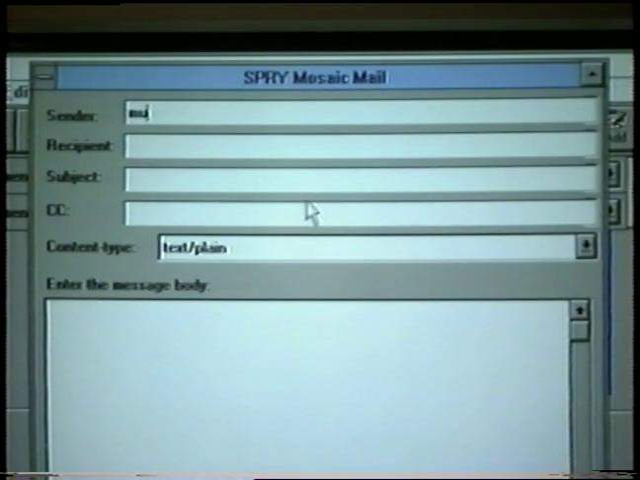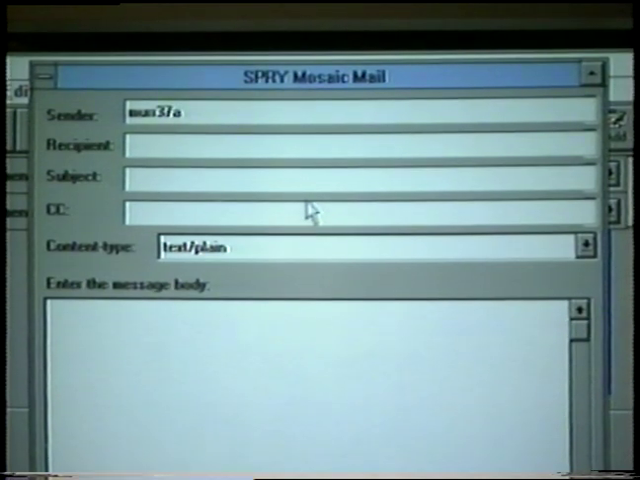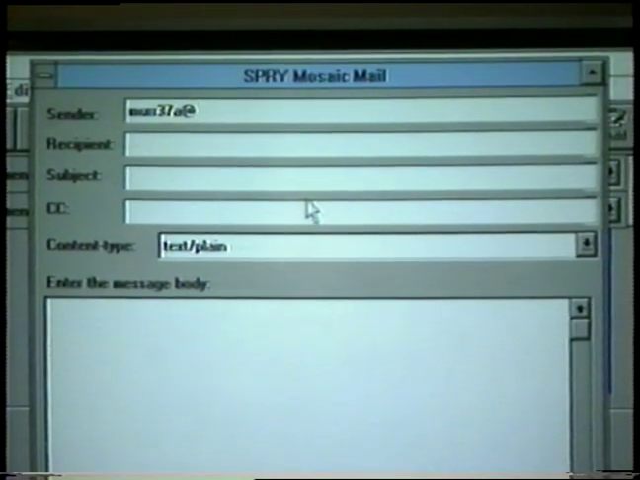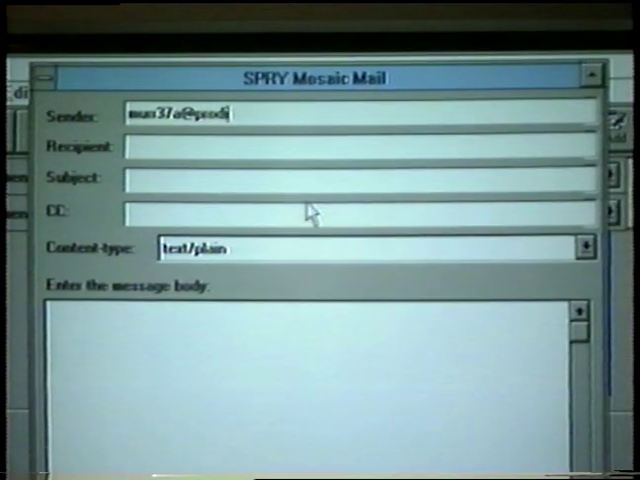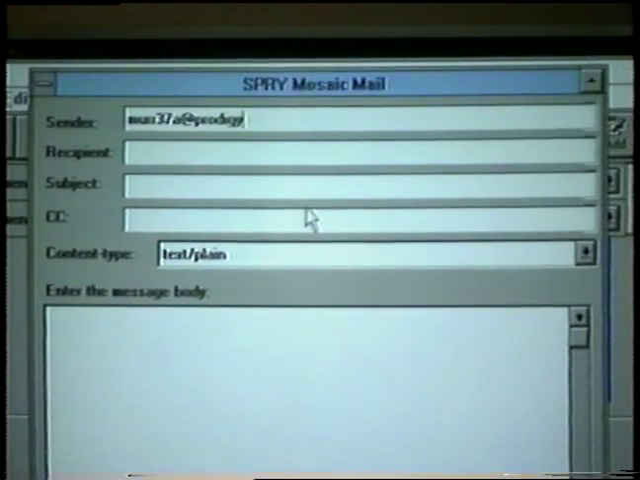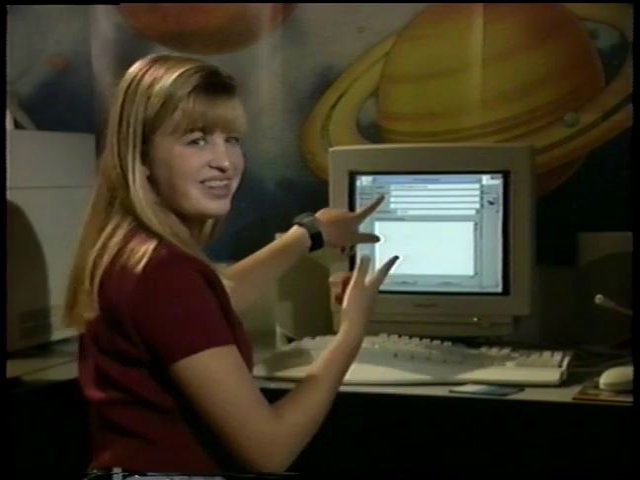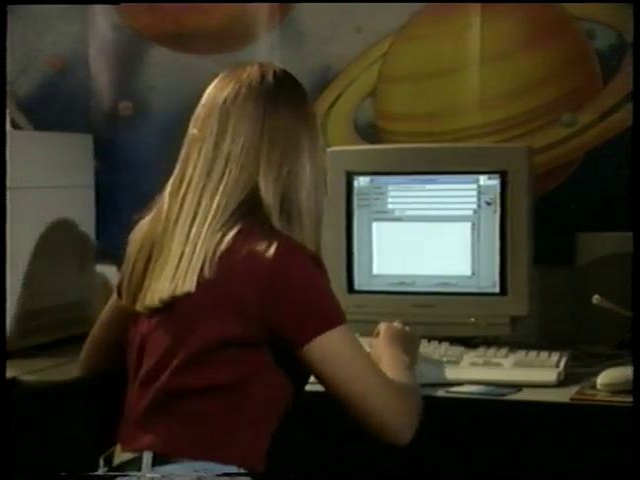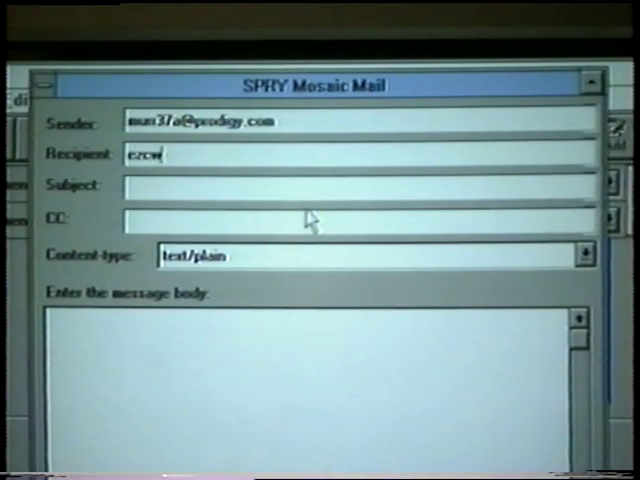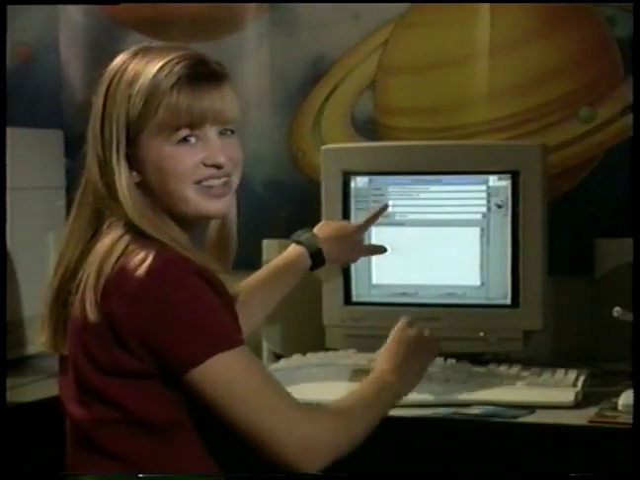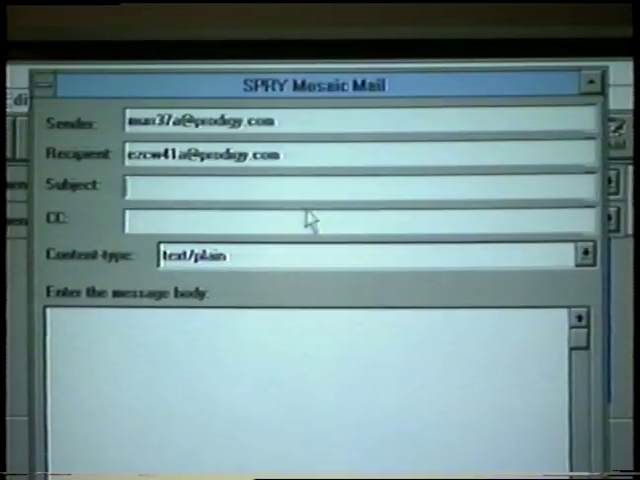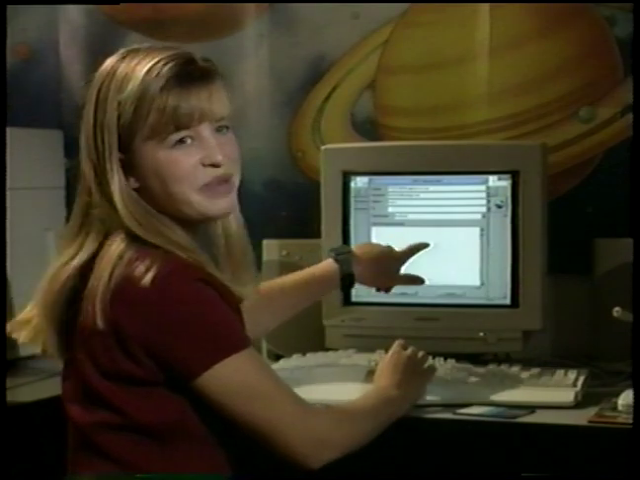Okay, I'm writing out my name. Okay, this is where I type in the address that I'm going to send to the person. And I'm sending it to one of my friends. And right here is where I put the subject of the letter so they know what I'm talking about. The subject is going to be horses. And this is where I enter the message, right here.